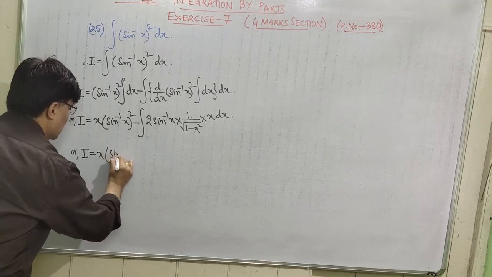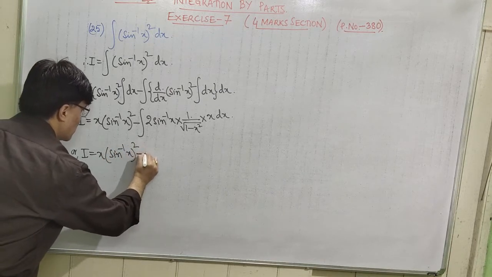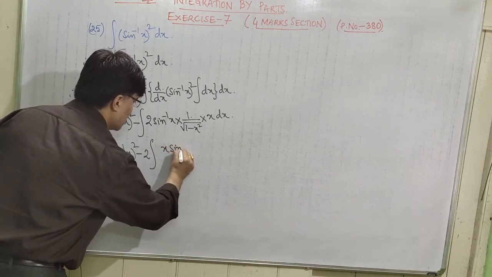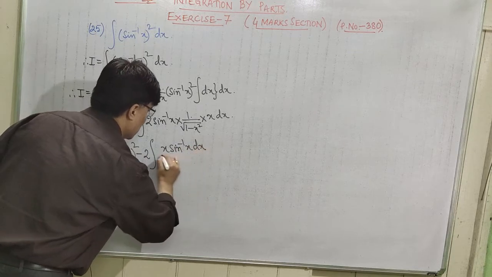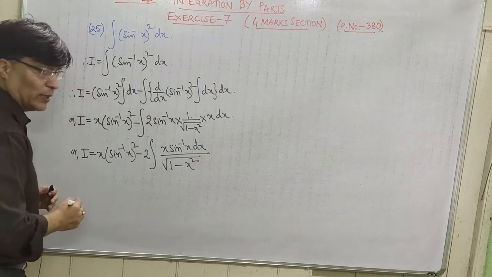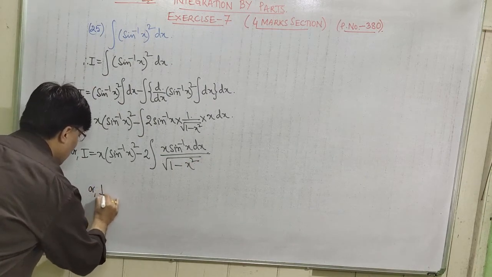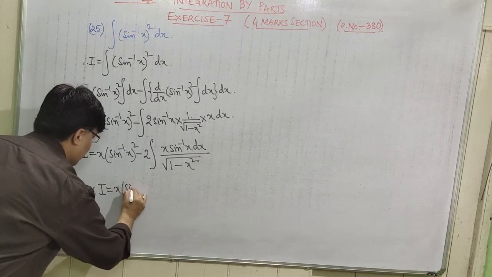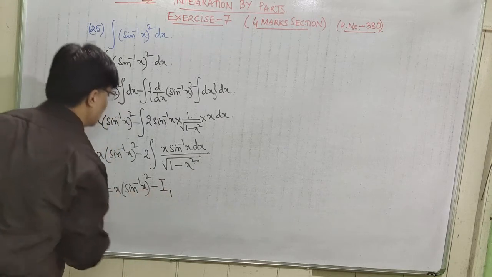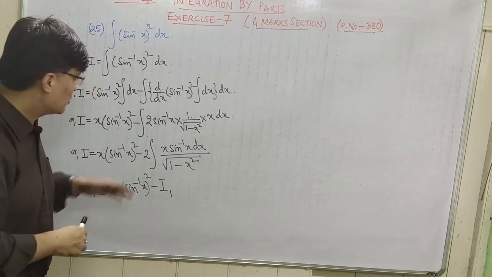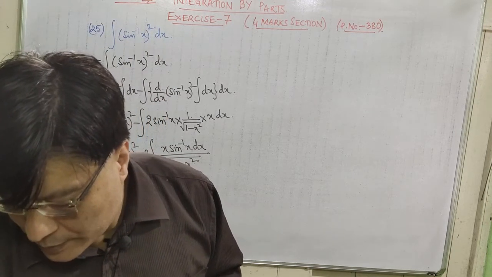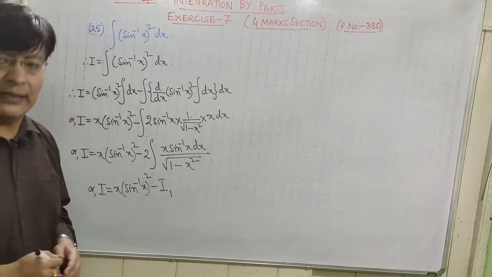This is x into sine inverse x whole square minus 2 is constant, it is taken outside, integral x sine inverse x dx divided by, this is root over 1 minus x square. Okay? Or I is equal to, this is x into sine inverse x whole square minus, this is taken as I1. Okay, so let us take this integration as I1. So let us evaluate this I1 now.